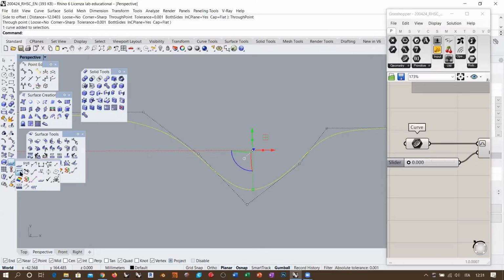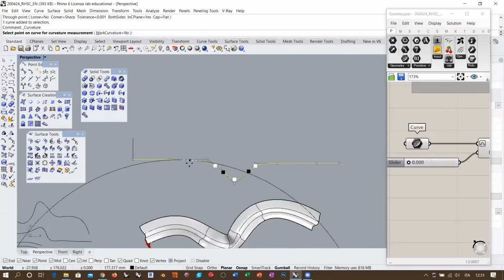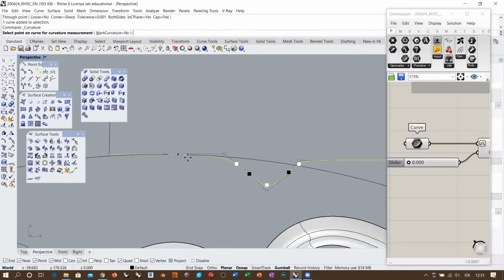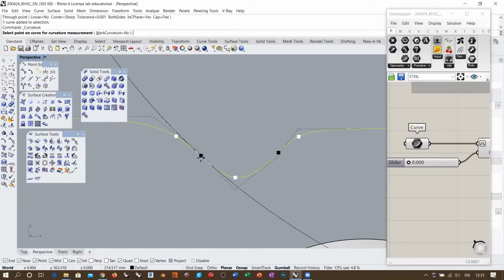Now, in order to do this, what you must do is take the curve and conduct a curvature analysis. So right-click on this. If we do this curvature analysis, we have access to the osculating circle, which is the curvature circle. But also, we see these black dots and white dots. The black dots are inflection points, so it means that the curvature changes its sign. It goes from concavity to convexity and vice versa. And then there are the white dots.